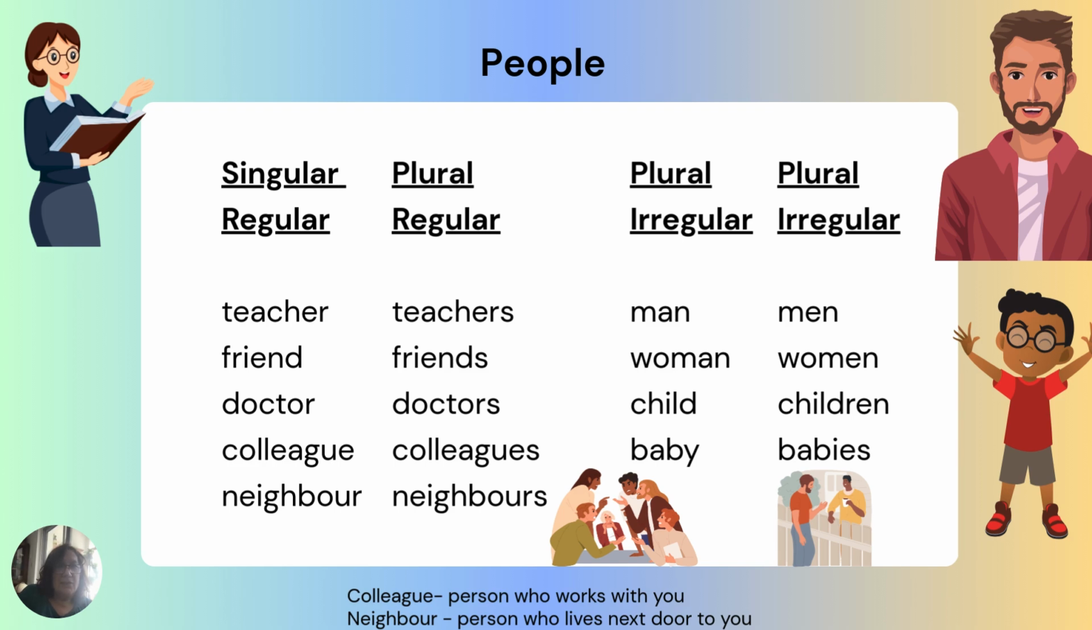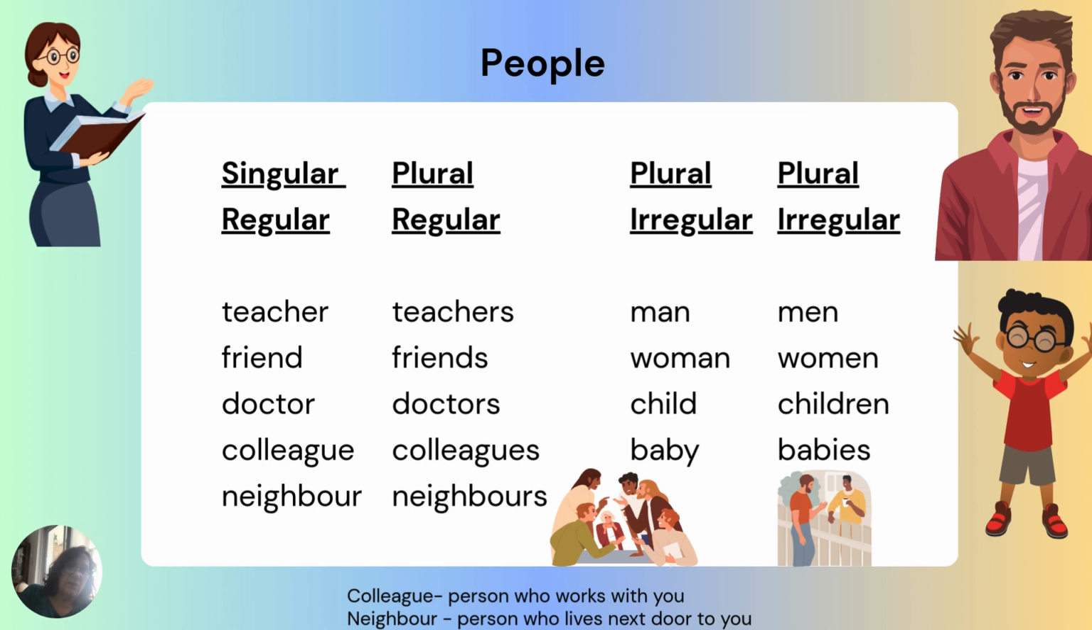Let's do it again. Teacher, teachers. Friend, friends. Doctor, doctors. Colleague, colleagues. Neighbor, neighbors. And now irregular means there's no rule. So you have to just learn these ones. Man, men. Woman, women. Child, children. Baby, babies.